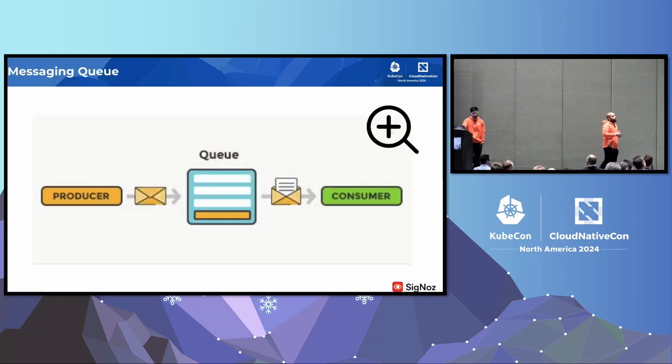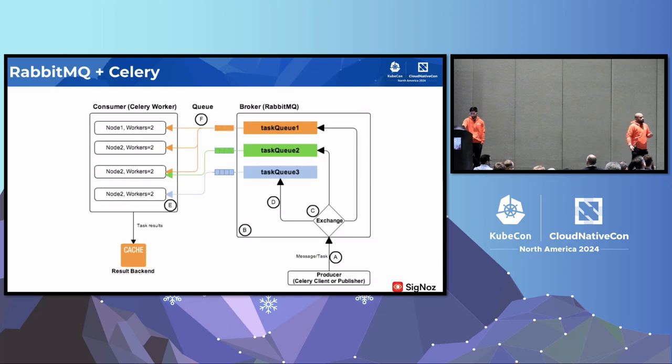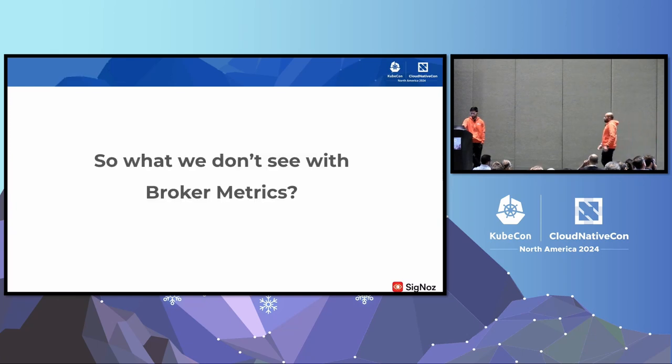We are going to talk about another messaging queue as well, and that is RabbitMQ plus Celery. It has a similar type of architecture in place, wherein we have multiple producers which are producing messages. Probably those messages are going into some kind of brokers. Then there are queues in between, and those messages are then being read by consumers or consumer groups. So what don't we see with broker metrics?